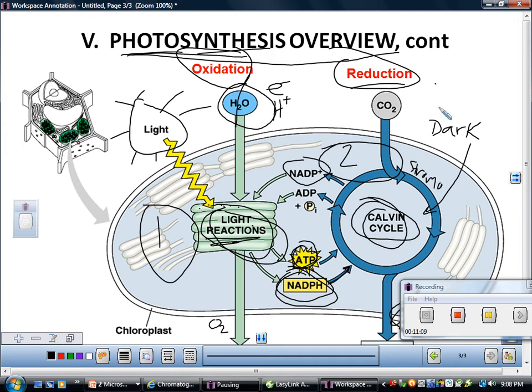Sometimes it's also called the light independent reactions. That's a more politically correct term. Light independent reactions is another word for the Calvin cycle because it's independent of a light source. It could happen in the dark, even if you take that light source away.